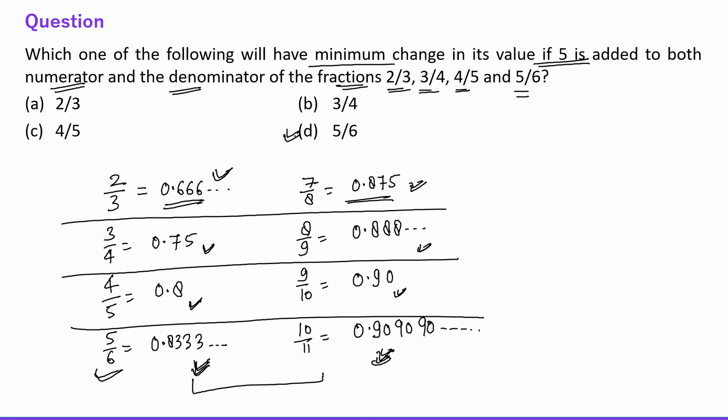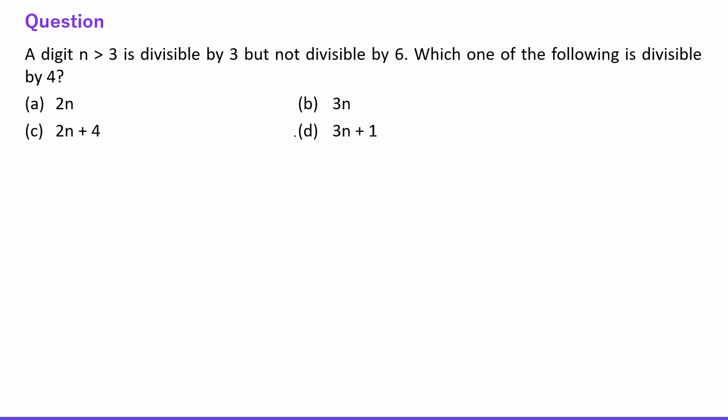Now let's talk about the next question. Next question says a digit n greater than 3 is divisible by 3 but not divisible by 6. Everyone, digits they are talking about. So we have the digits 0 to 9. Now a digit which is divisible by 3 but not divisible by 6. The digits which are divisible by 3 are 3, 6, 9. But they are saying it is not divisible by 6.